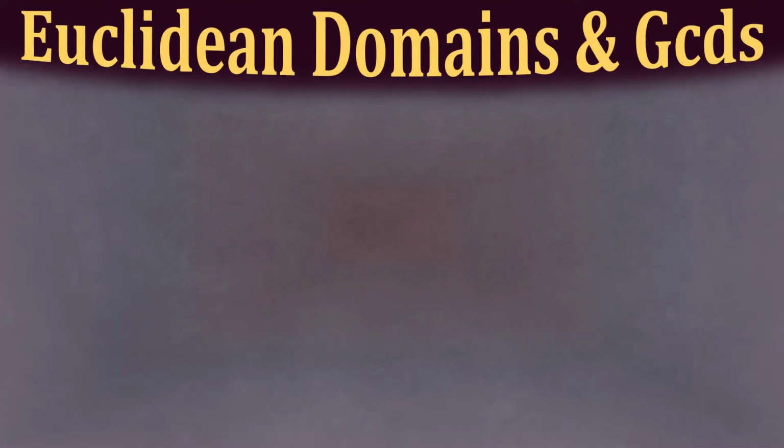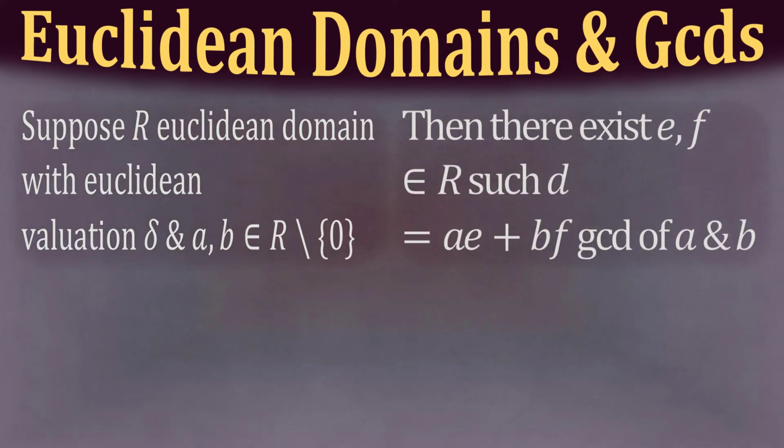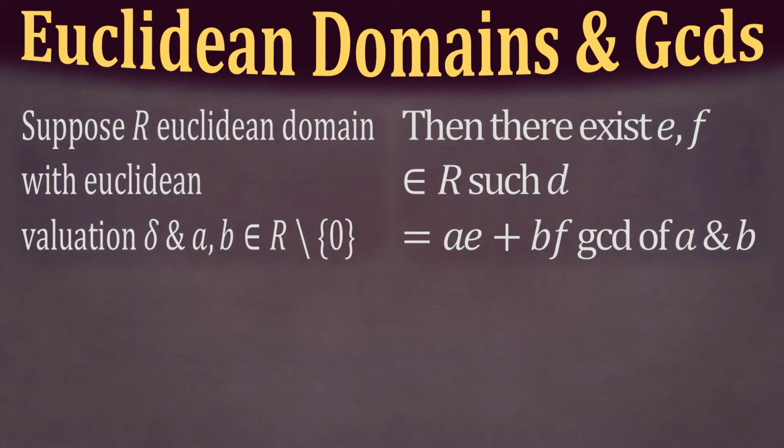Also, let's describe how Euclidean domains relate to GCDs. Suppose R is a Euclidean domain with Euclidean valuation delta, and let A and B be in R without 0. Then, there exist E and F in R such that D is equal to AE plus BF, which is the GCD of A and B.